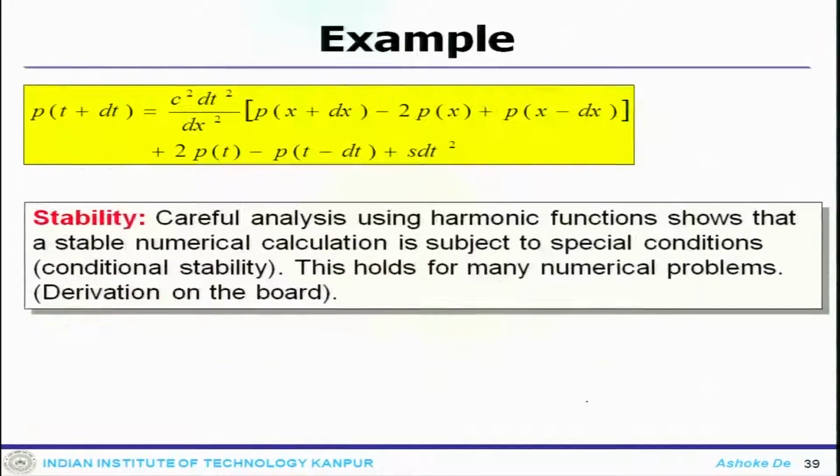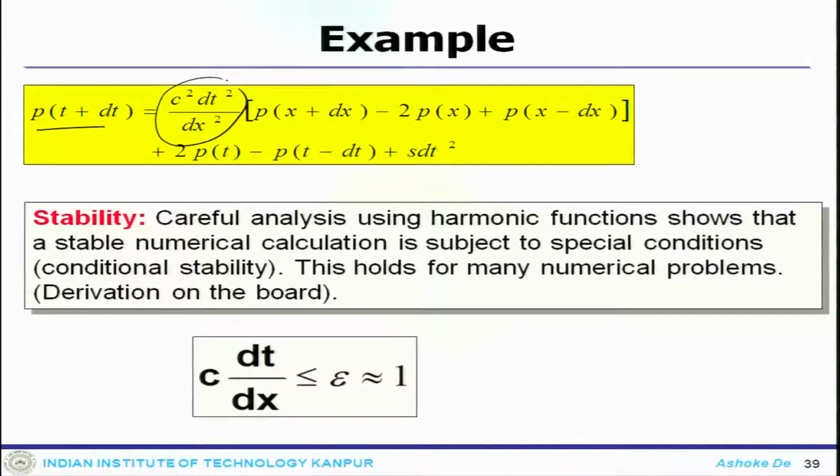Now, what happens when you try to see the solution, there is a restriction on the wave speed and dt, and actually the careful analysis shows that the restriction comes on this term, c dt by dx, which must be less than 1. So, this has to do with the stability of the solution.